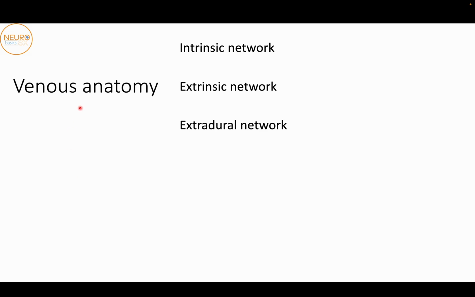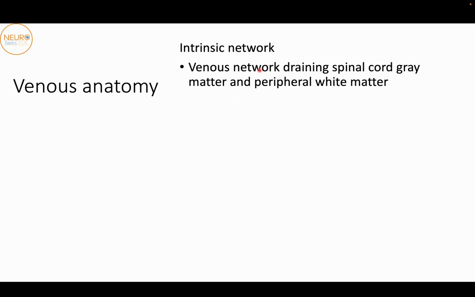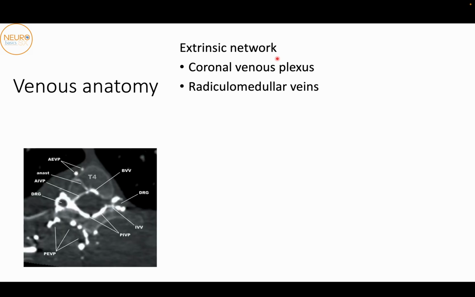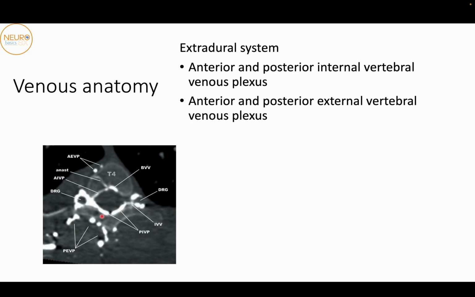Venous anatomy is more or less similar to what we discussed with the subaxial spine. There's an intrinsic network which drains the spinal cord parenchyma, an extrinsic network running on the surface of the spinal cord, and an extradural network. The intrinsic network is going to be draining the spinal cord gray matter and white matter. The extrinsic network is formed on the surface of the spinal cord. So you have the coronal venous plexus, and then you get the radiculomedullary veins. These radiculomedullary veins will then get out and drain into the extradural systems.